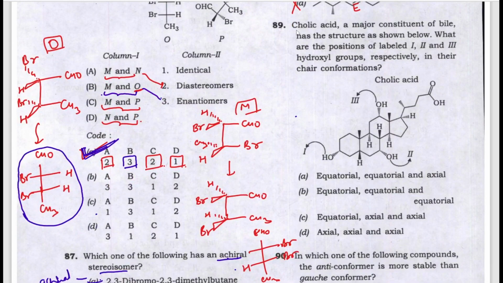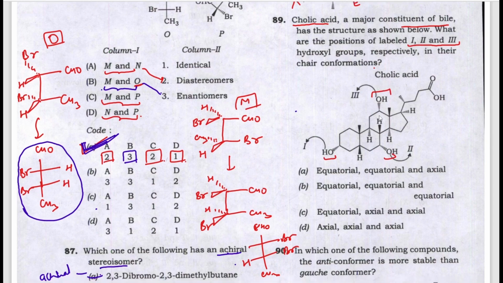In the next question, cholic acid, a major constituent of bile, has the structure as shown below. What are the positions of label 1, 2, and 3 hydroxyl group, respectively, in the chair form? Okay, so we have to check the positions of first, second, and third hydroxyl group in the chair conformation.